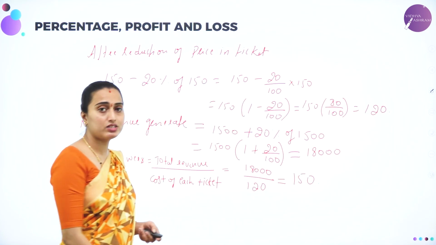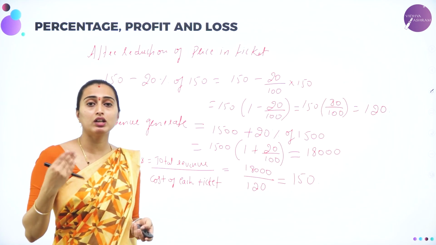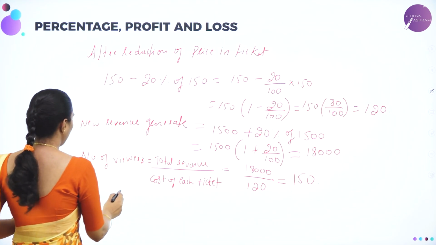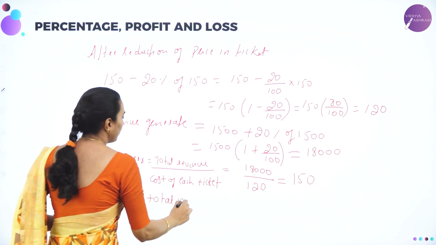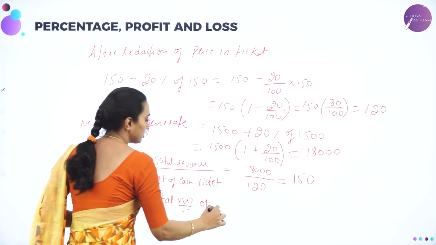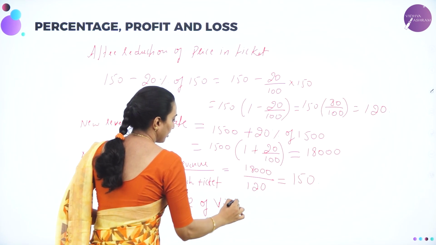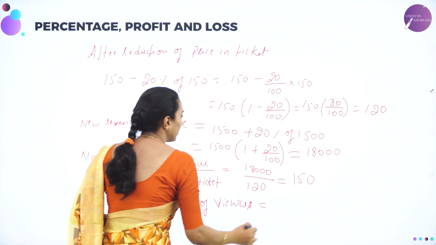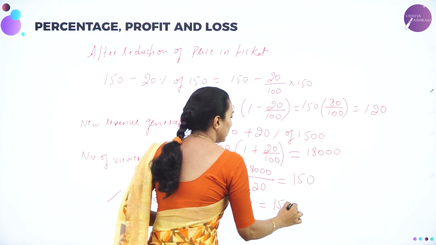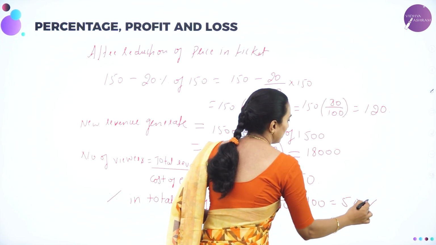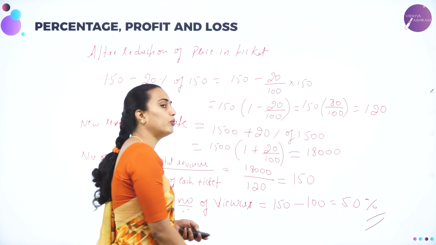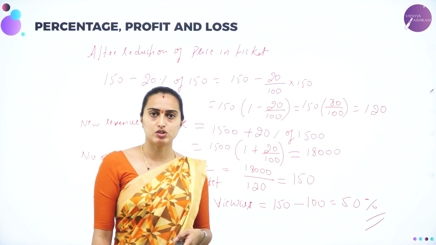But what they have asked is the percentage increase in the total number of viewers. So the percentage increase in the total number of viewers is equal to what I have taken. I have got 150. Initially it was 100, which will be equal to 50%. So total number of viewers increased by 50%.